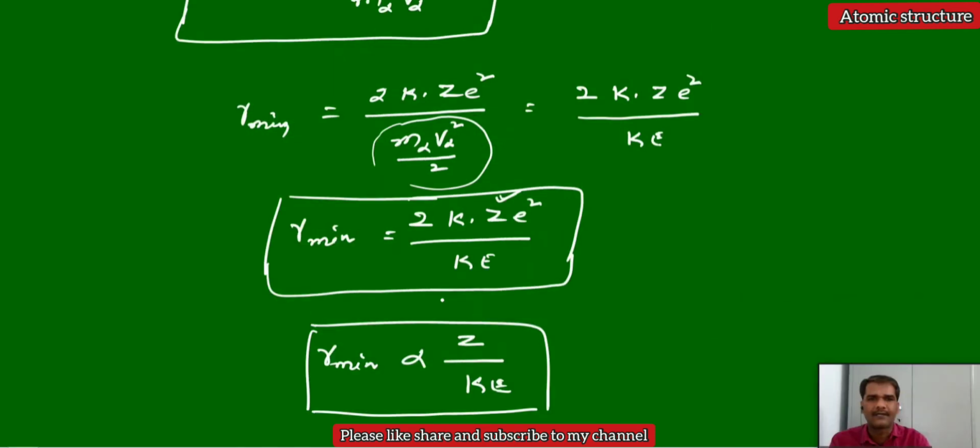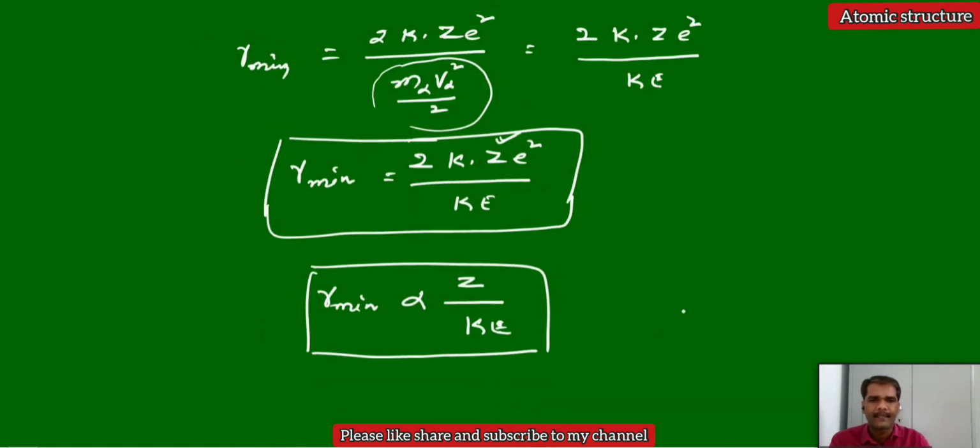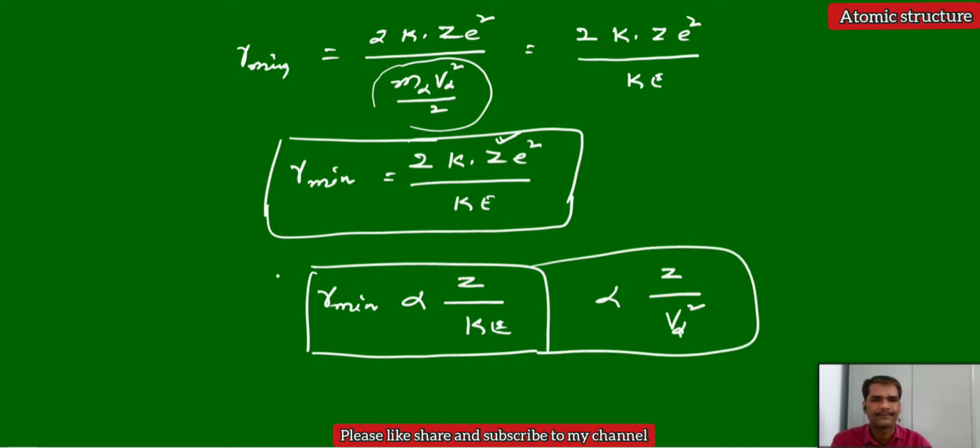And one more thing from here, see R minimum. Let us assume the mass of the alpha particle is always constant, it will not change, k is constant, 4 is constant, e is constant. Now R minimum depends on the velocity of the alpha particle and also the atomic number. We can write another relation: Z by kinetic energy, which is directly proportional to the velocity square of the alpha particle. These two are also important.